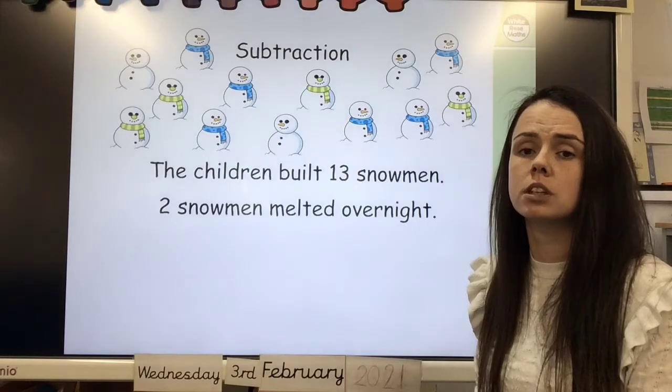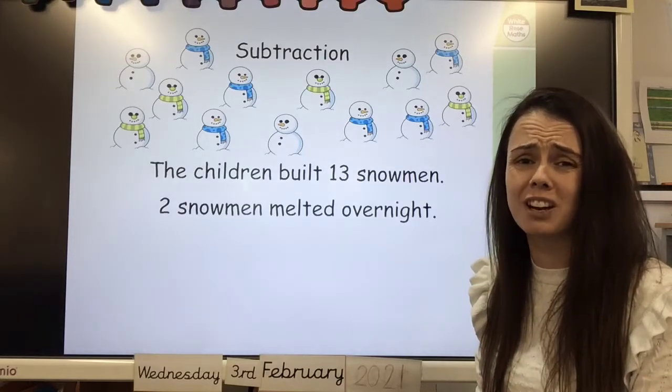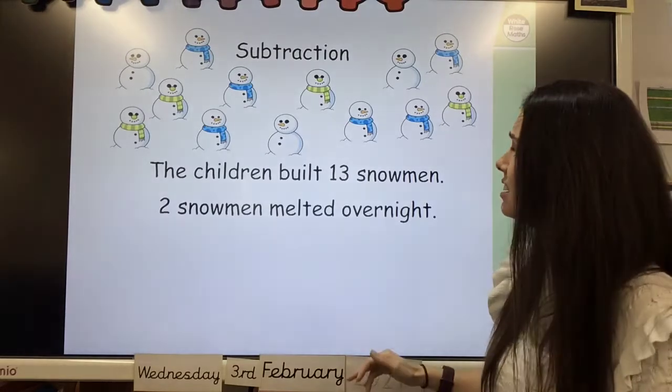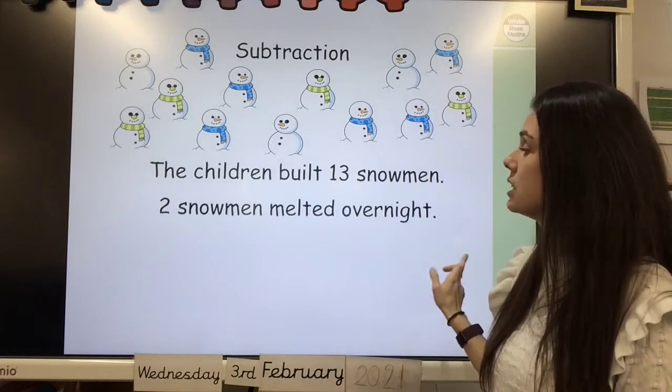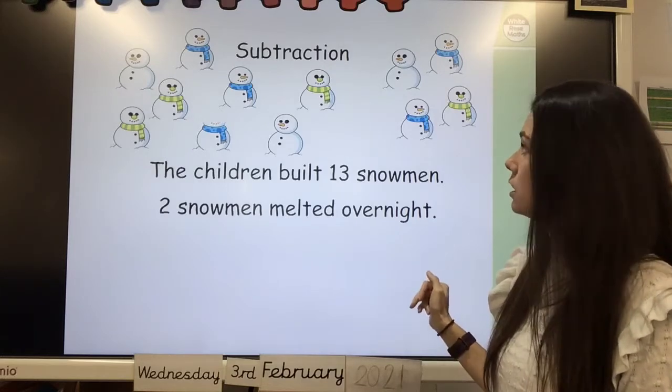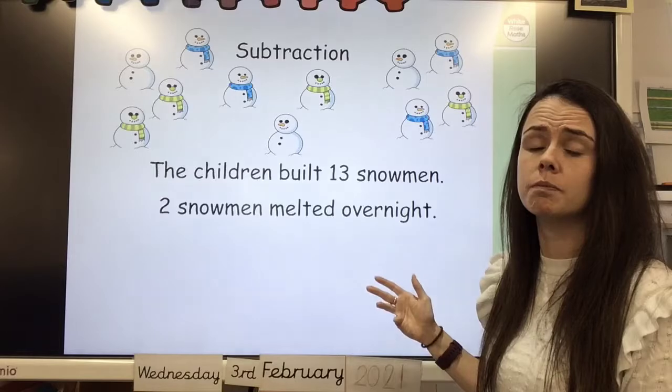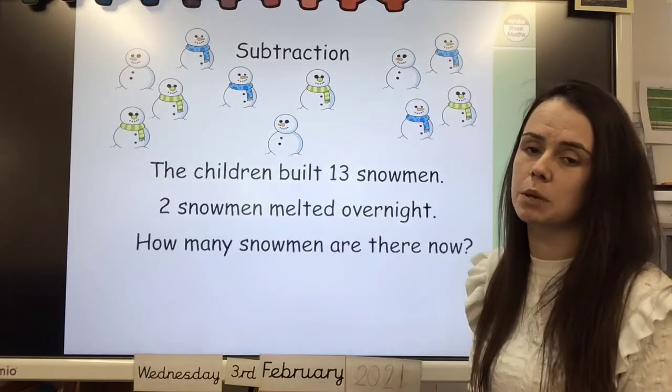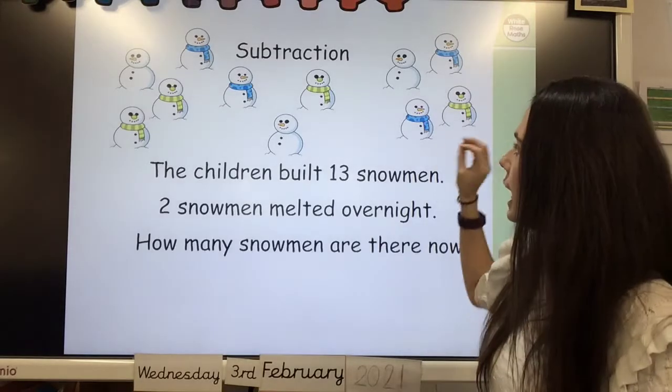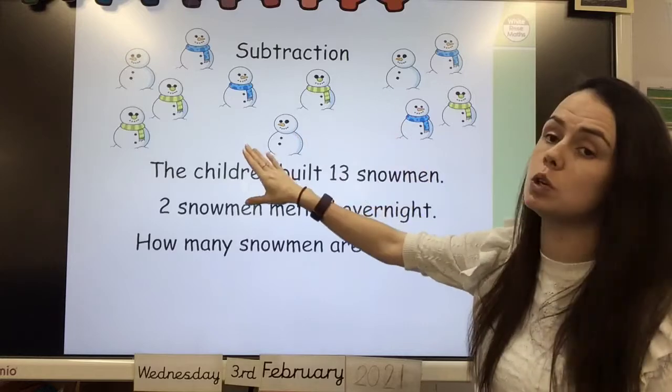Oh, 2 snowmen melted overnight. That's quite sad. 2 snowmen melted. Oh dear, they've gone. How many snowmen are there now? So we had 13 and then 2's been taken away.